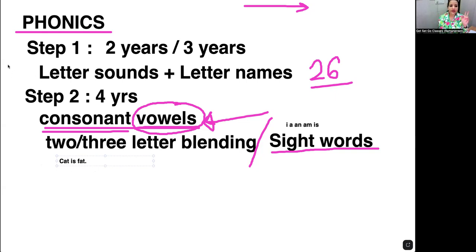Okay. Then we will be moving to the next thing. Now, here, what else can you do? Short comprehensions can be read. You can ask verbal questions to your kids. So, like this. Then we are going to move to step number 3.